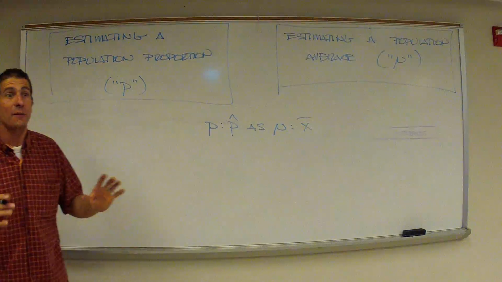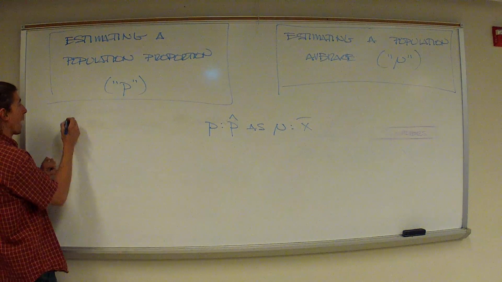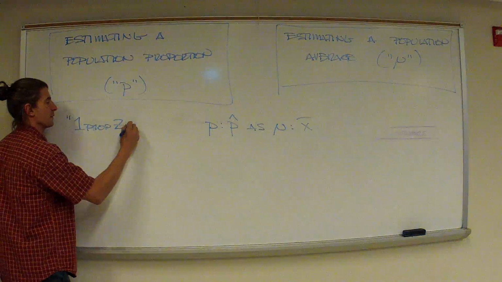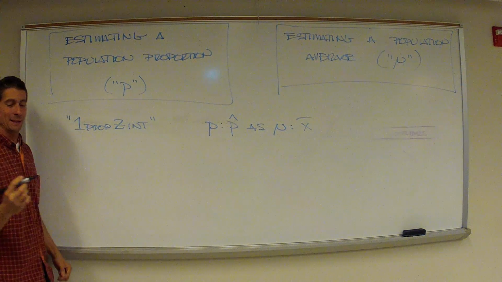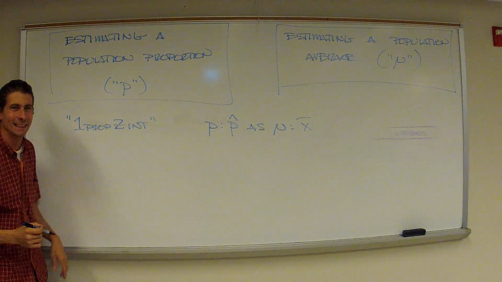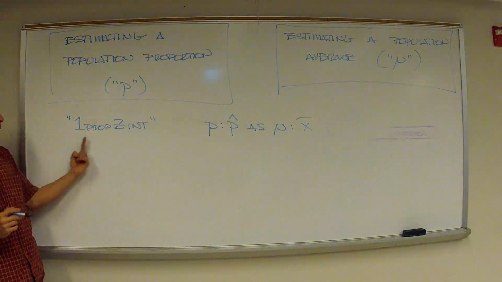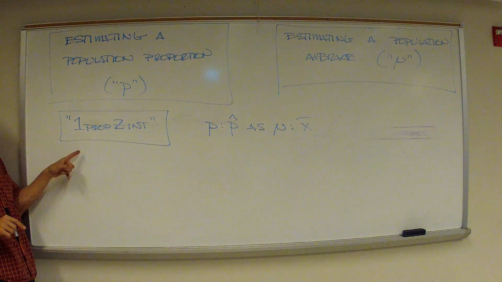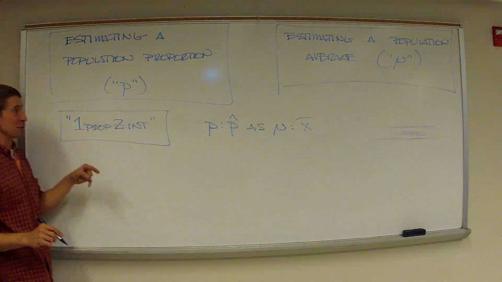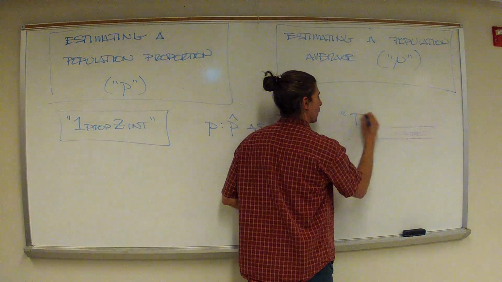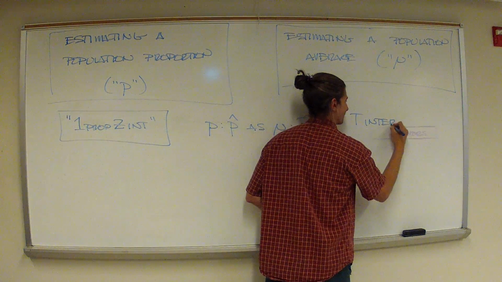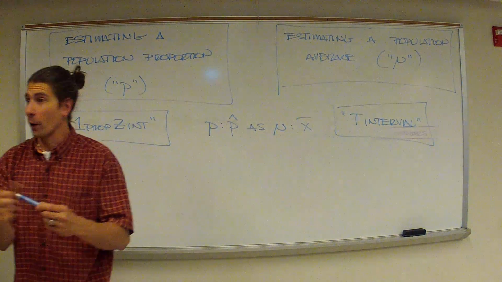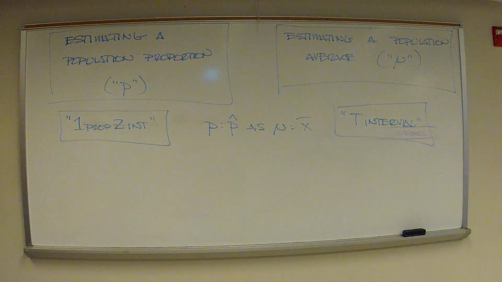there's two kinds of confidence intervals you can do. There's the one prop z in, that's the TI shortcut for single proportion confidence intervals. And then there's the T interval, which is the shortcut for the averages.